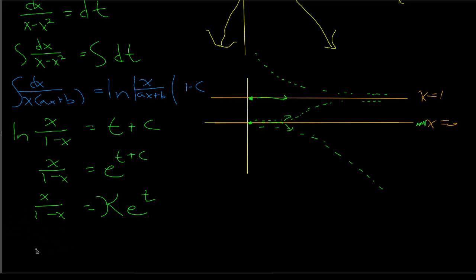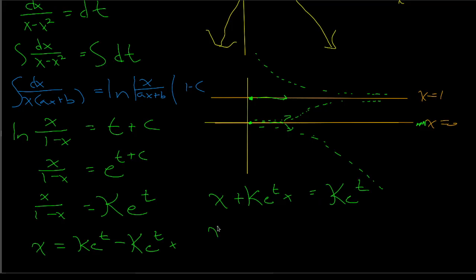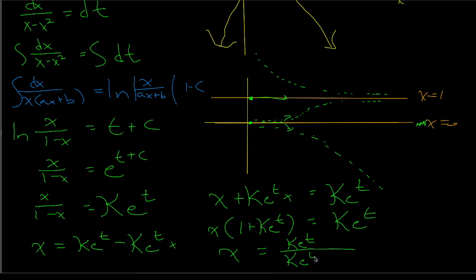If I cross multiply, x is going to equal k e to the t minus k e to the t times x. I'll bring all the x's to one side. I'll factor out an x. And that means x is equal to k e to the t over k e to the t plus 1. And so this is our solution in here.